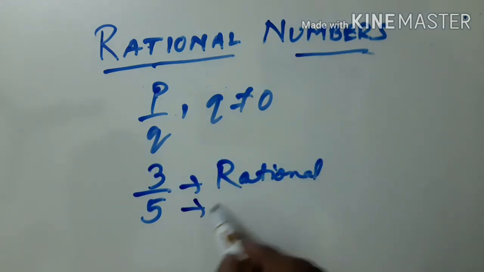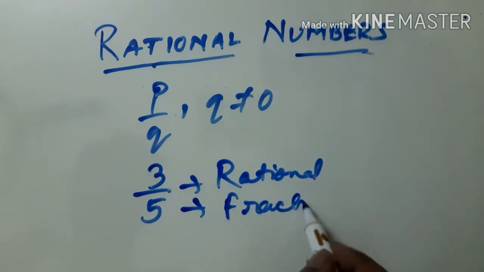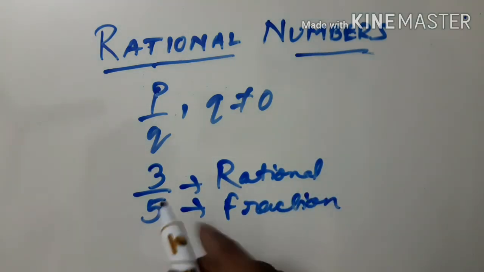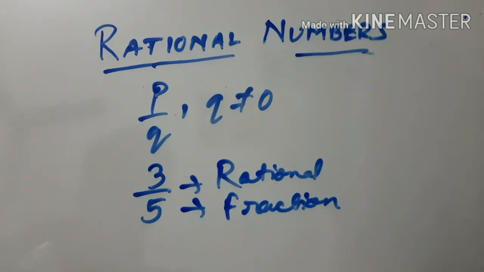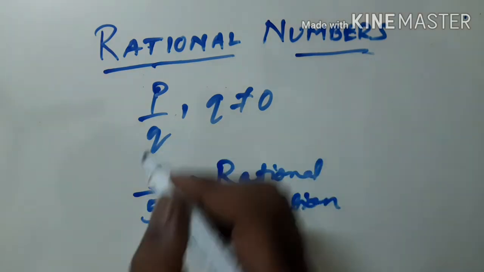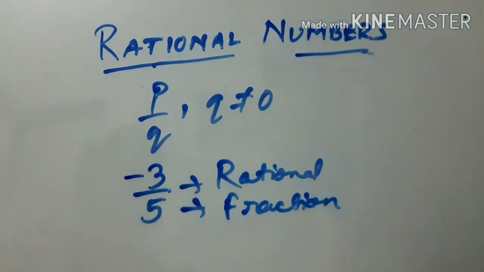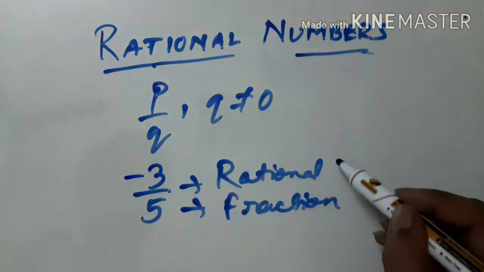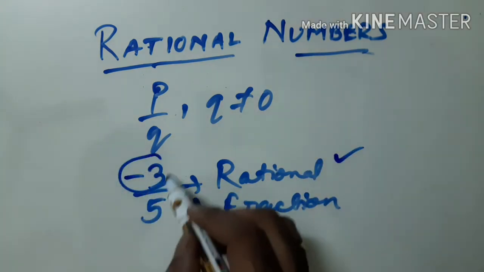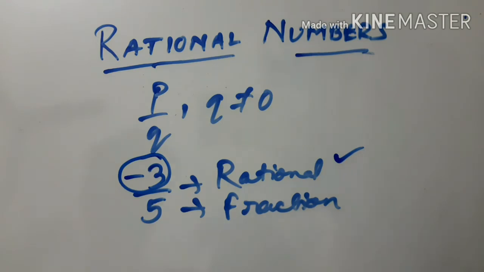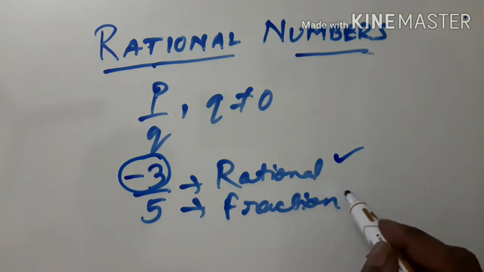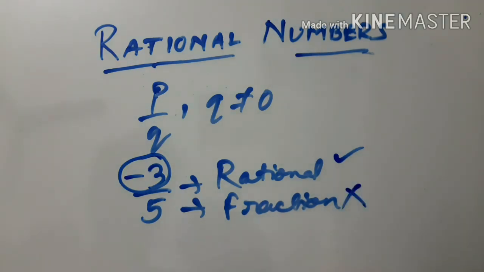Now you may say it is also a fraction because it has a numerator and a denominator. So it is a fraction. But if I write minus 3 by 5, yes, it is a rational number because we are using integers. Can we say it is a fraction? Never. We will not say it is a fraction because we have a negative sign.